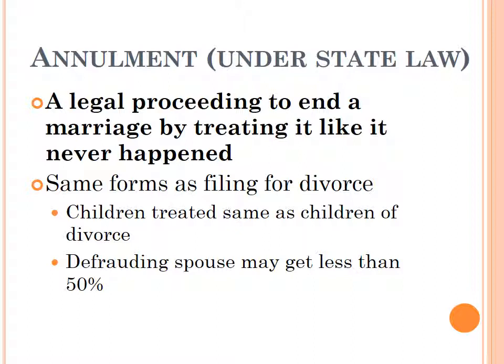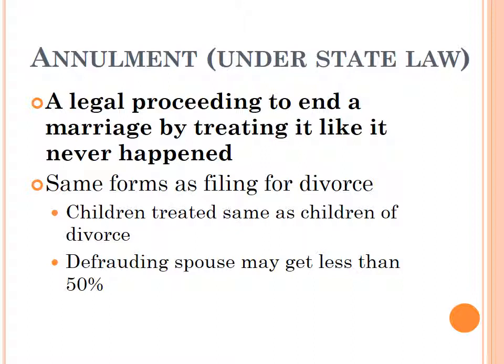Annulment is another way to end a relationship under California law. It is a legal proceeding to end a marriage by treating it like it never happened. You may have heard of annulments before in a religious context. In certain religious establishments, there is an annulment process by which the particular church or religious organization will treat the marriage as if it never happened for religious purposes.